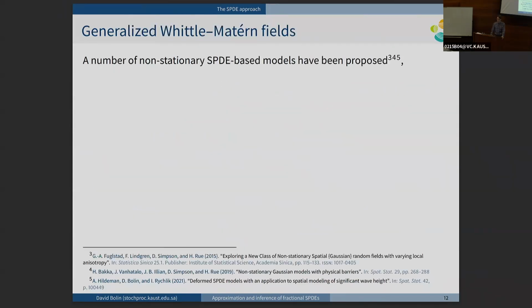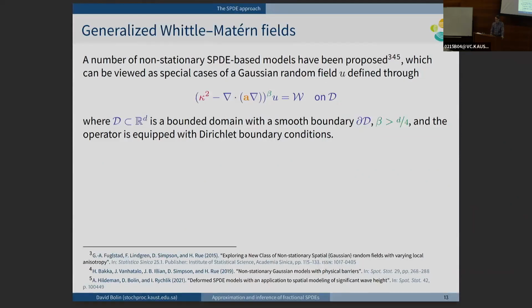So if you look in the literature, a number of non-stationary PDE-based extensions of these Matern fields have been proposed. Essentially all of them can be viewed as special cases of what we refer to as these generalized Whittle-Matern fields. These are random fields posed on some bounded domain D in R^d that are specified through this elliptic equation, where you have this second order differential operator, kappa squared minus this Laplace-type operator.